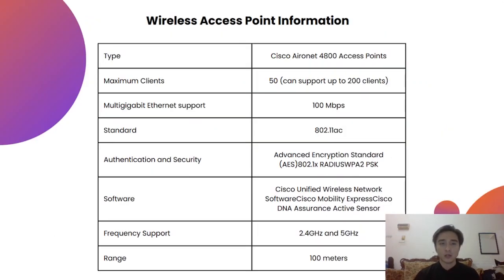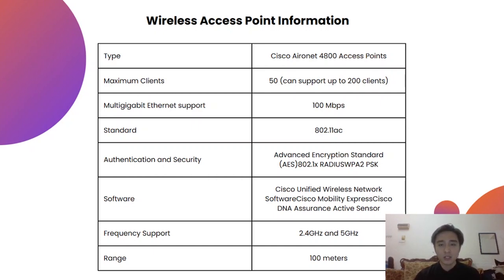So here, the next part is the wireless access point information. We'll be using the Cisco AeroNet 4800 access point series. The access point can support up to 200 clients, but an estimated 50 devices can connect to it. Multi-gigabit Ethernet support will be on 100 Mbps. The standard that this access point uses is 802.11ac or Wi-Fi 5.